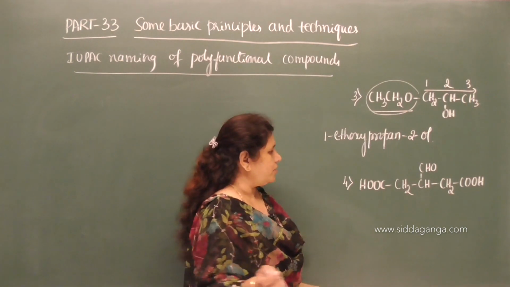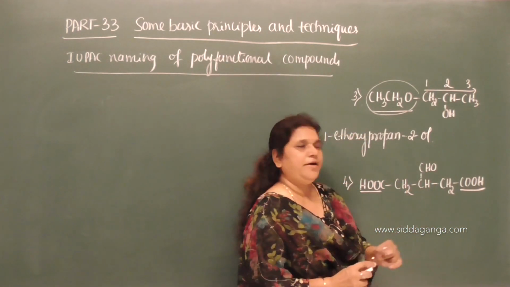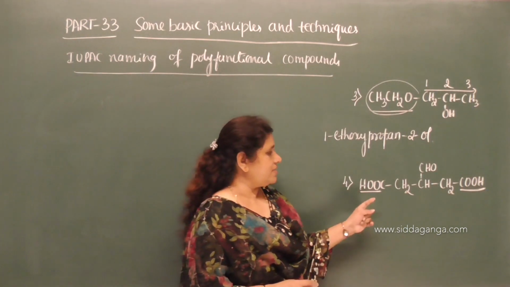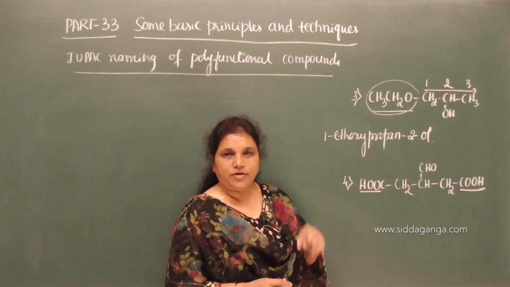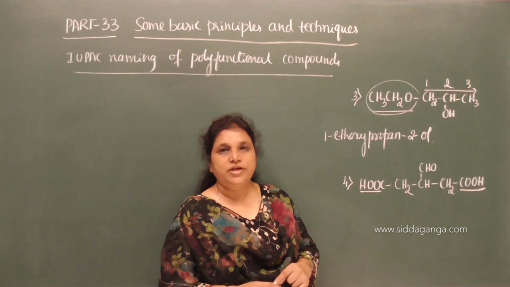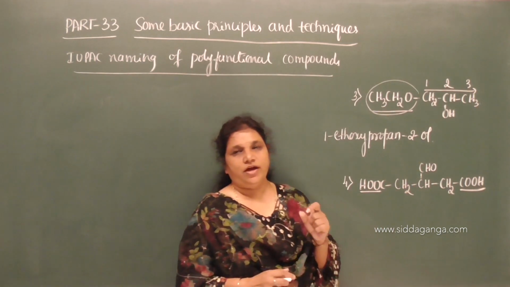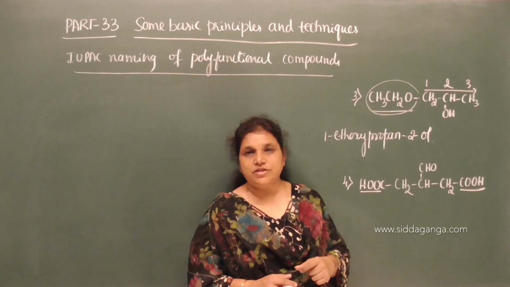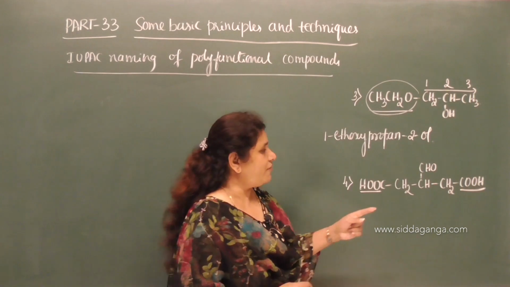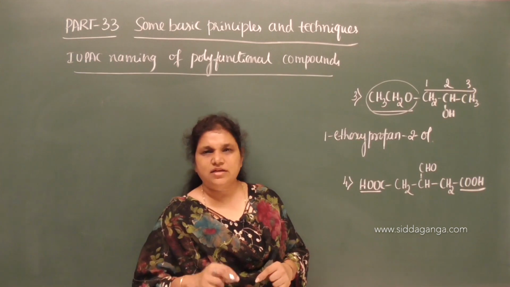Now let us move on to this. We have 2 COOH groups here and 1 aldehyde group. So we need to give the preference to the acid group as it is a priority functional group according to the order of priority, and we need to consider CHO as a substituent. So when it is treated as a substituent, we have to use the prefix for the aldehyde functional group. What is the prefix for the aldehyde functional group? Formyl, correct? So formyl is the prefix for the CHO group when it is treated as a substituent group.